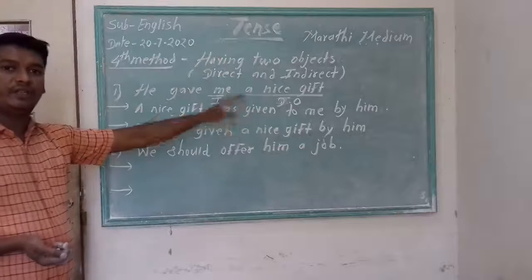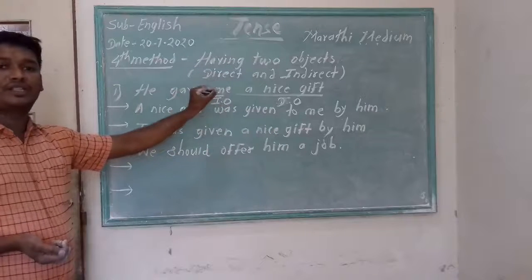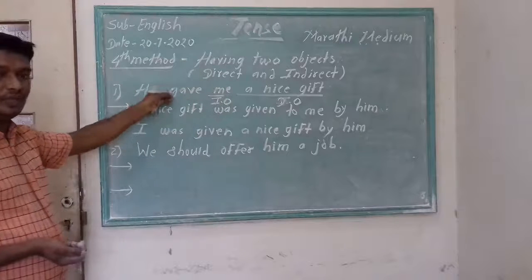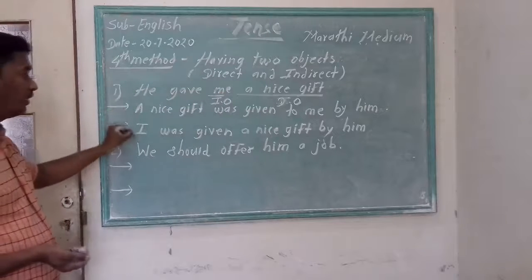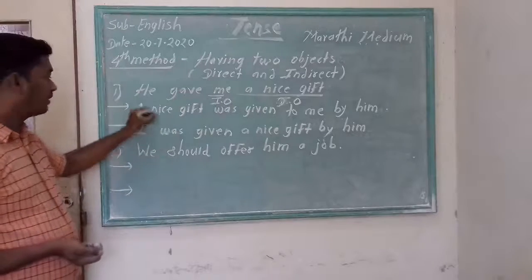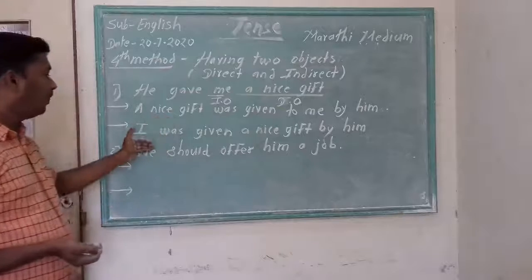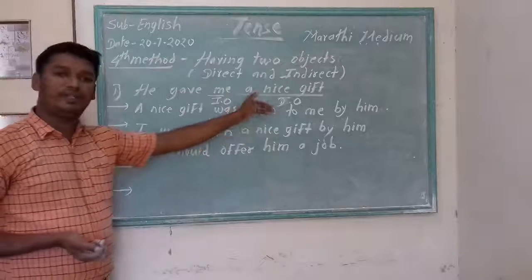Look, in this way, we can convert active voice in two ways, by taking direct object in one sentence and by taking indirect object in the second sentence. A nice gift was given to me by him, and I was given a nice gift by him.